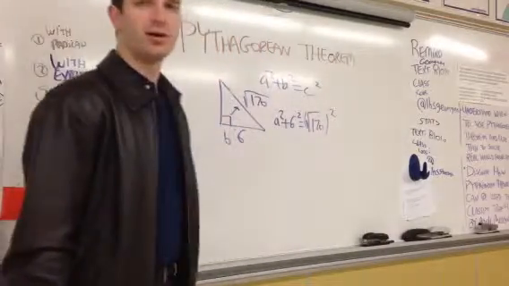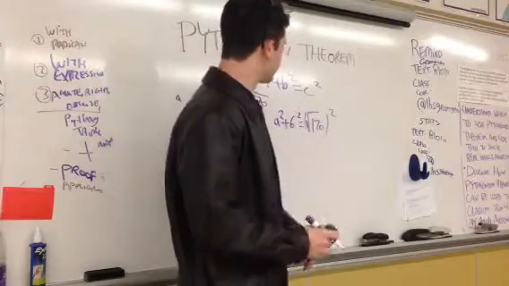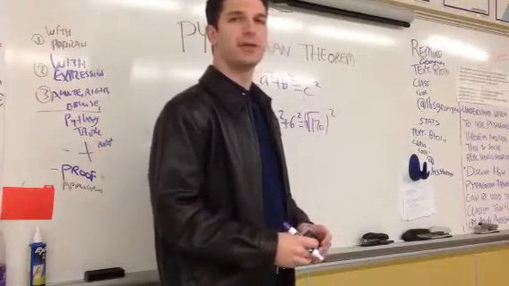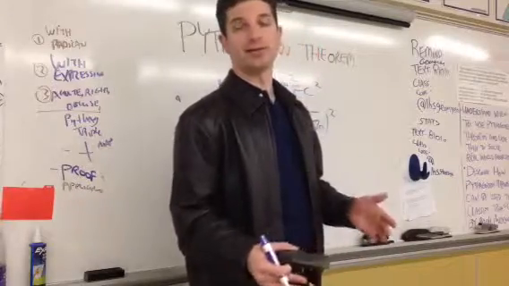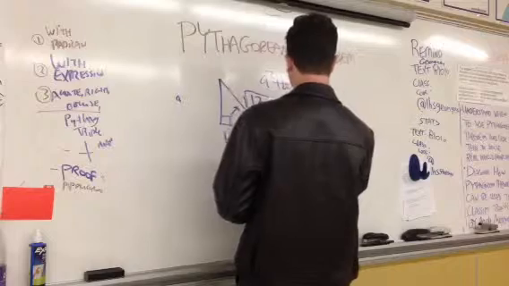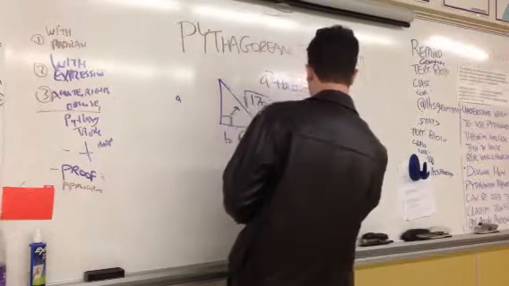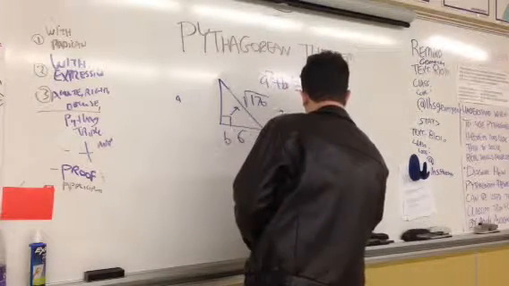Now what happens here? The only thing that happens here is when we square the square root of 170, the square root symbol disappears. Because essentially this is the square root of 170 times the square root of 170, which is just 170. This is a squared plus 36 equals 170. Take away 36, and a squared equals 134.